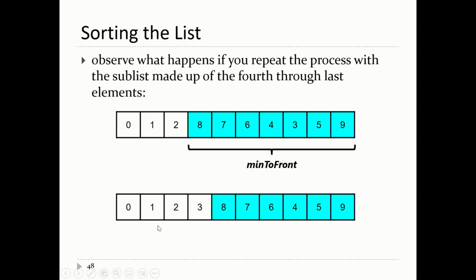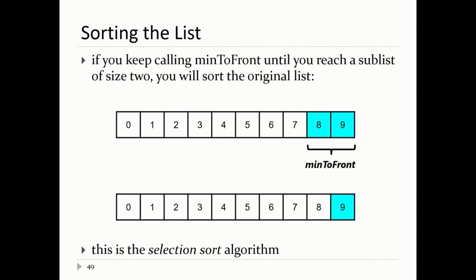Notice what's happening over here. We're sorting the entire list. By the time you get to the end of the list, I've got the 8 and the 9. Move the smallest to the front. That's the 8. And now I'm just left with the 9. If I call min to front on the list of size 1, we're done. Nothing happens. And when that whole process happens, you end up with a sorted list. And that's the selection sort algorithm, which you may have seen. I don't know if you've seen it or not. But selection sort repeatedly finds the smallest element in the list and moves it up towards the front of the list.